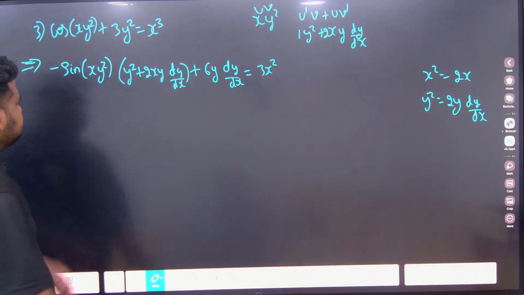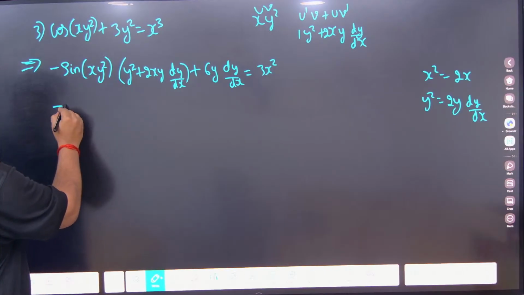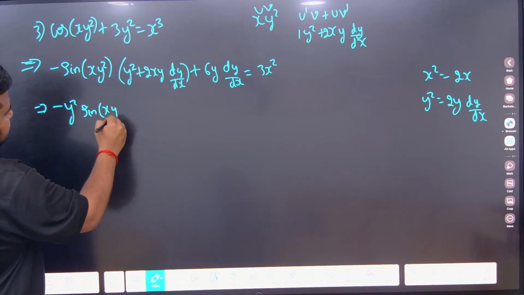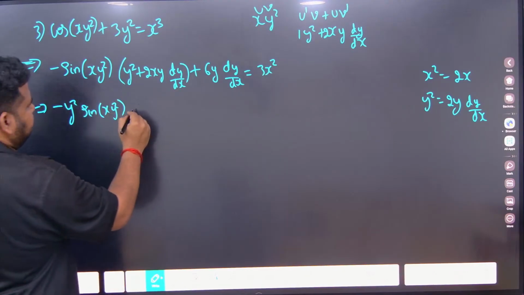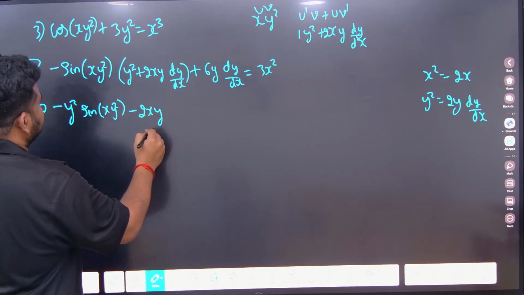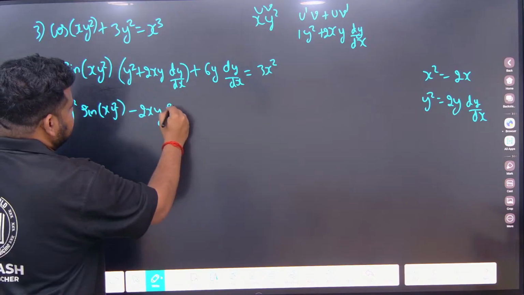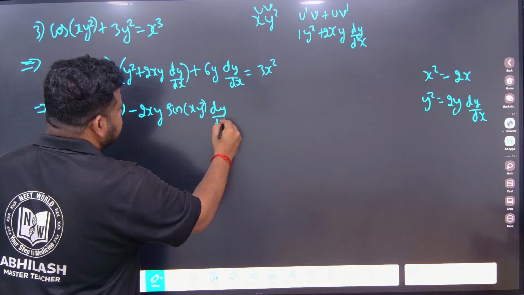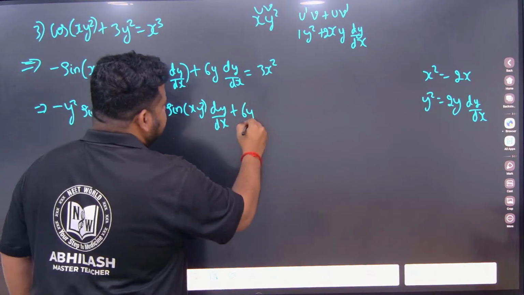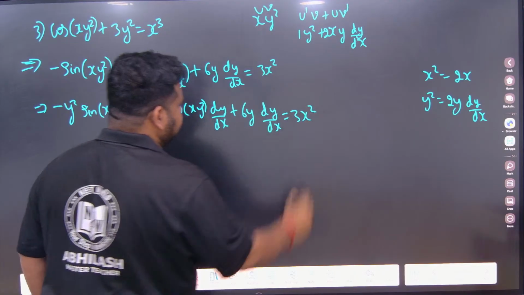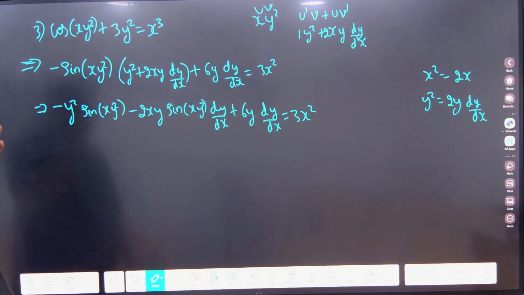So let us multiply this. If I multiply by y square, this will become minus y square sine of xy square, minus minus 2xy into sine of xy square into dy by dx, plus 6y into dy by dx is equal to 3x square. Now wherever possible, let us take dy by dx.